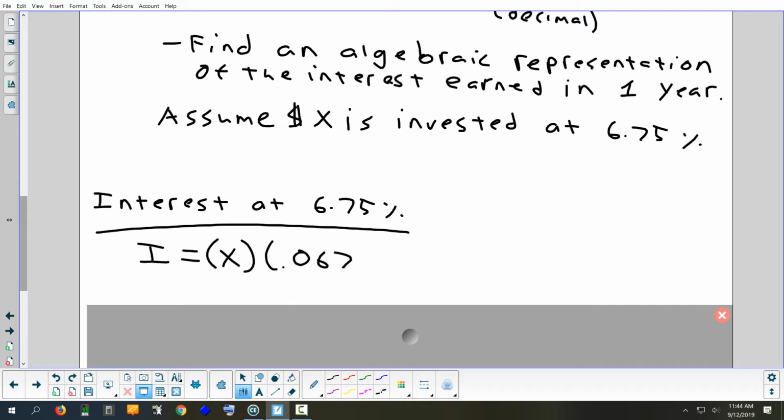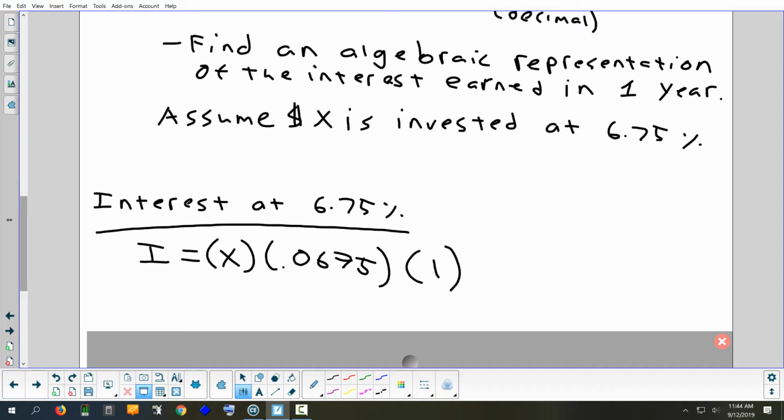0.0675. And what's the amount of time that they want us to find the interest for? 1 year. So we don't really need that. Right. So what it comes out to is 0.0675x. That's a formula for how much interest he would make in 1 year at 6.75%. Any questions on that?